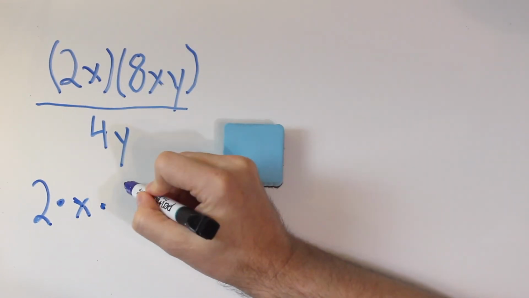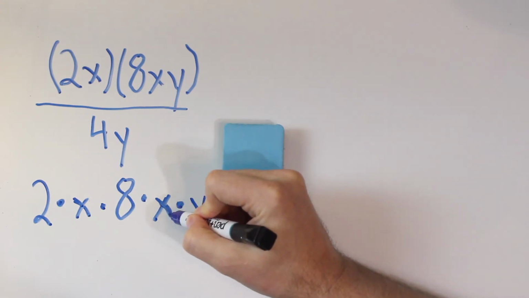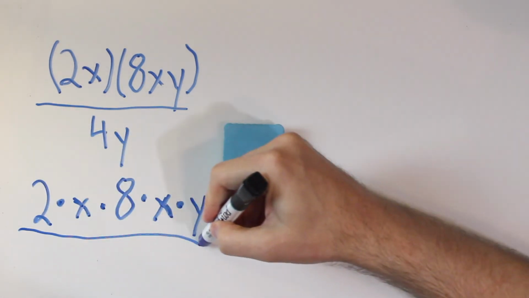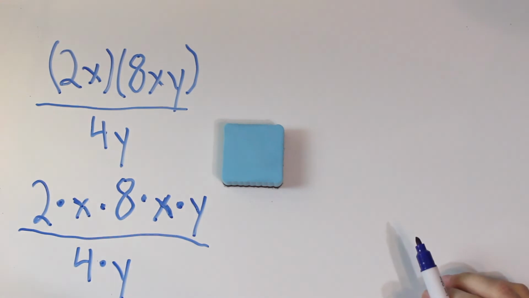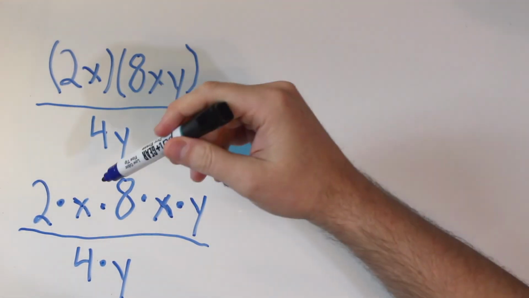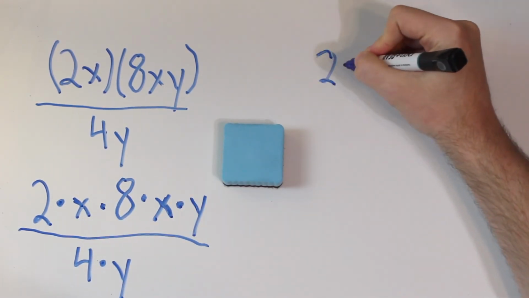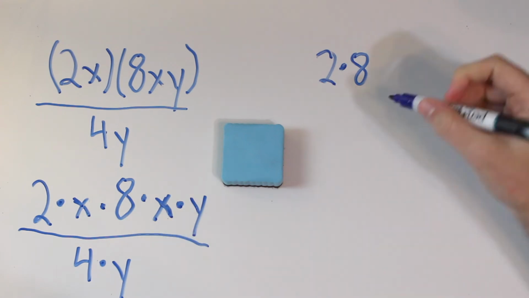8xy becomes 8 times x times y. And 4y becomes 4 times y. Now, let's use the commutative property to do a little rearranging. Let's group the constants together up top. Let's also bring the x's next to each other.